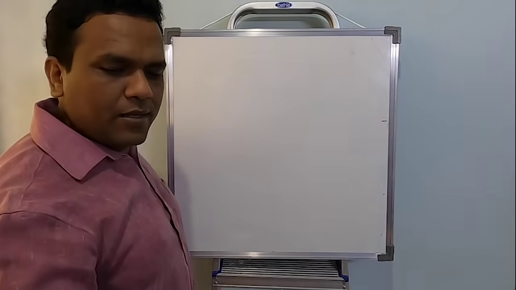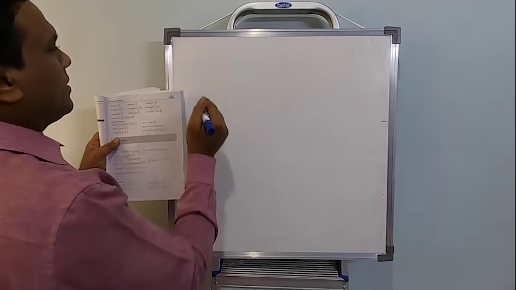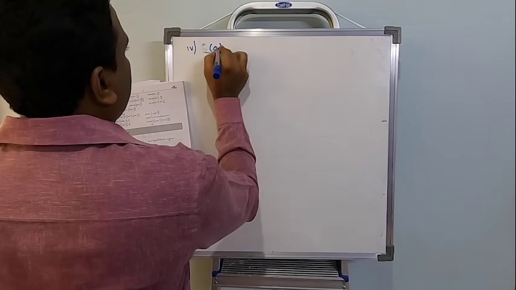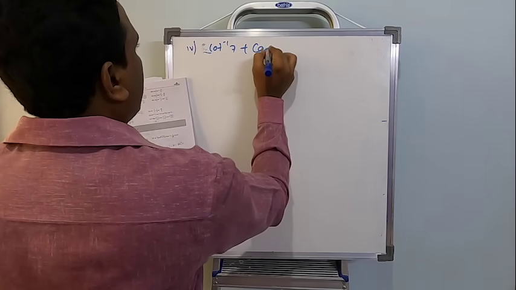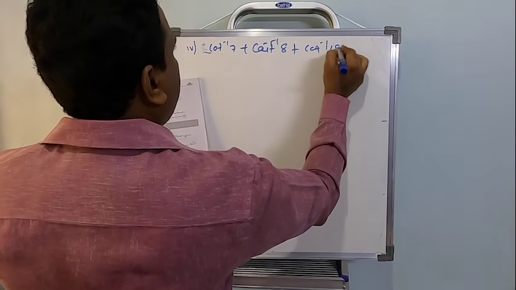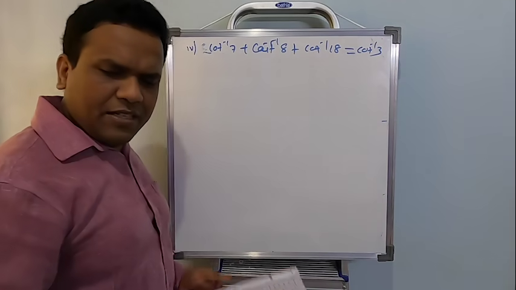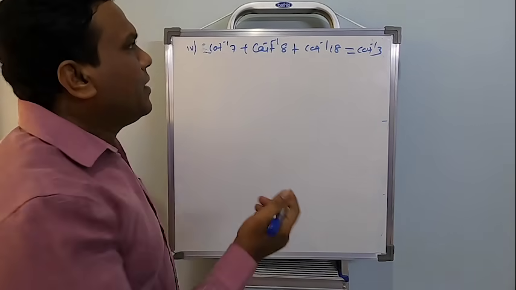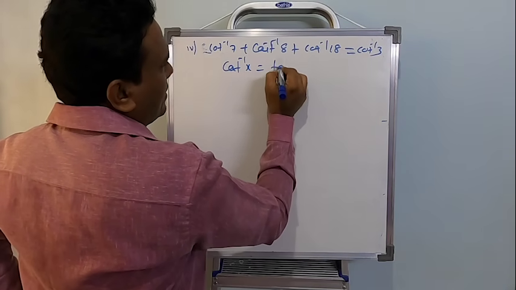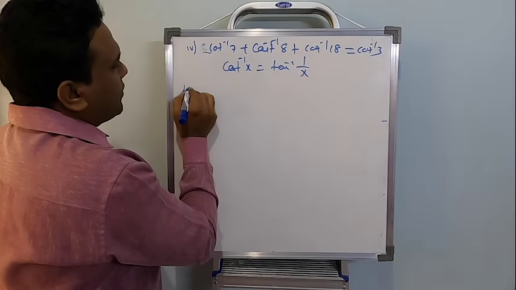Not to worry, suddenly you will see a problem in terms of cot inverse. So don't get afraid of it. Problem number 4: cot inverse 7 plus cot inverse 8 plus cot inverse 18 should be proved as cot inverse 3. Everything is in terms of cot inverse. Don't worry. We have a result, if you remember, cot inverse x can be written as tan inverse 1 by x. We have proved this. This result we will use.